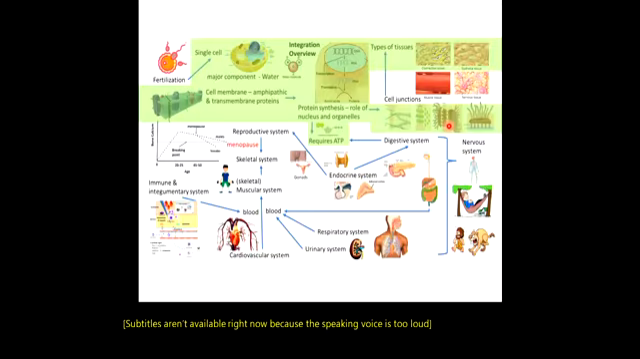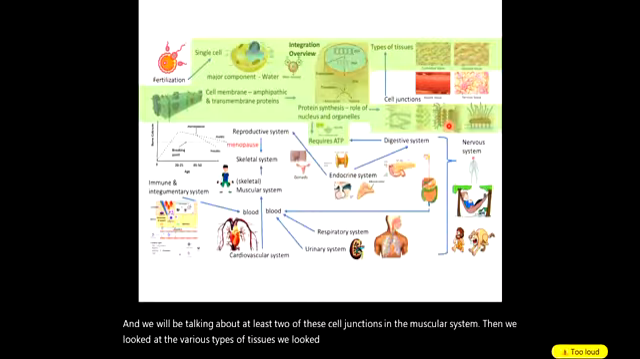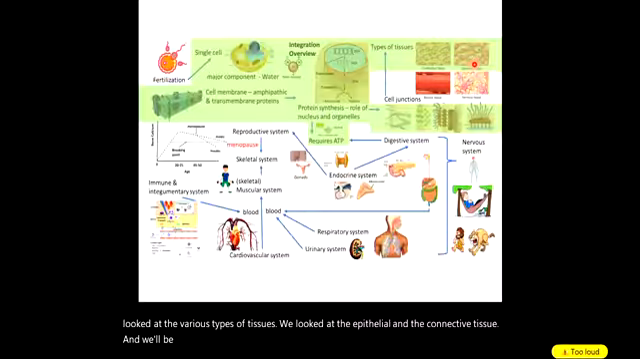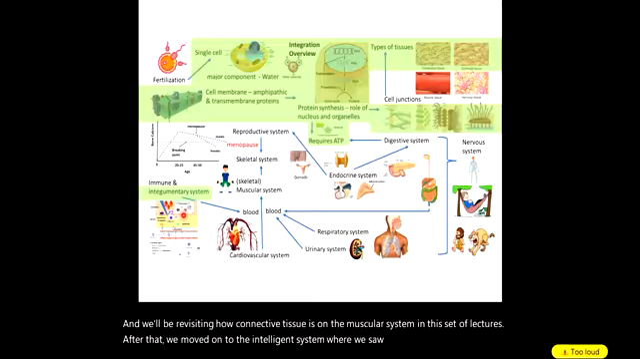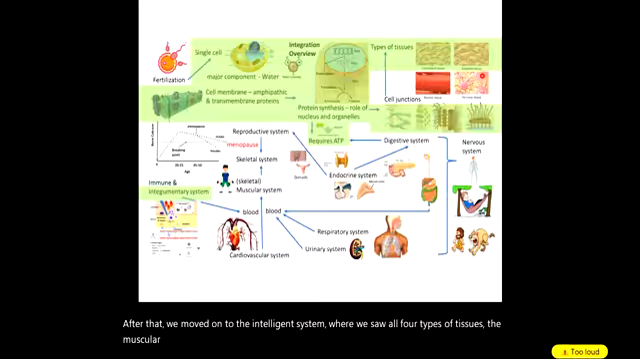Then we looked at the various types of tissues. We looked at the epithelial and the connective tissue, and we'll be revisiting how connective tissue is found in the muscular system in this set of lectures. After that, we moved on to the integumentary system, where we saw all 4 types of tissues. The muscular, nervous, epithelial and connective tissue all are found in the integumentary system.